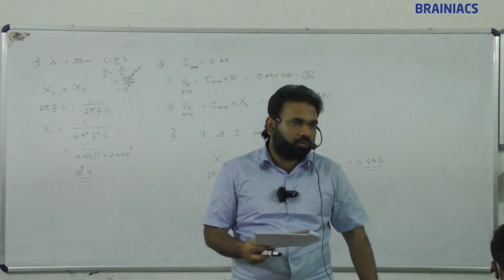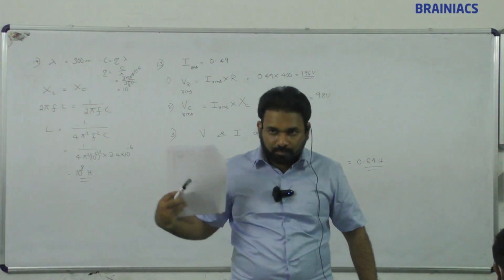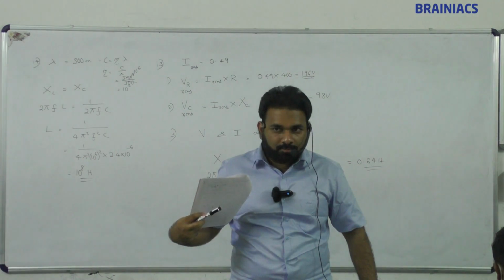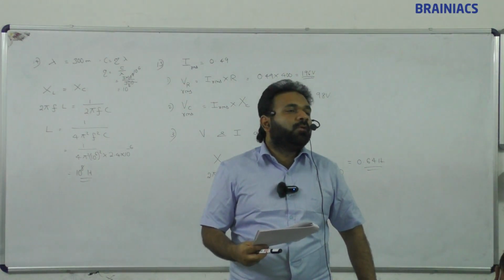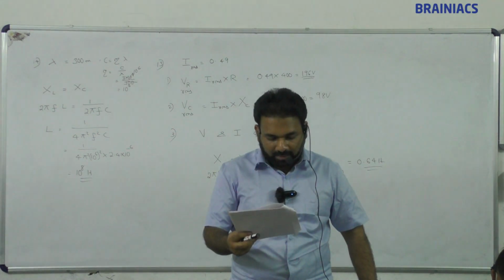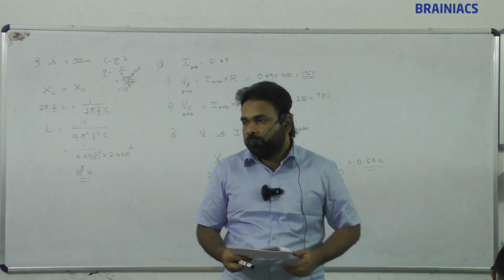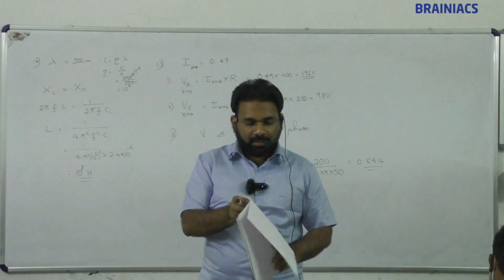Is anyone finding difficulty? Should I do it on the board? Children, all of you? Okay, then resonant frequency is 1 by 2 pi into root of LC. So we can do it like that.